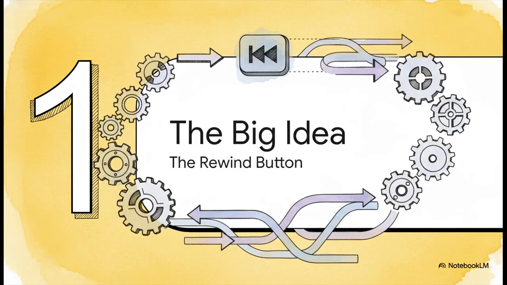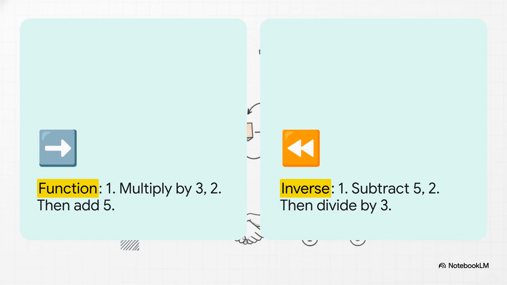Okay, first up, the big idea. When you get right down to it, an inverse function is super simple. It just undoes whatever the original function did. Think of it like retracing your steps perfectly, just in reverse. Now, pay close attention to the order here, because this is key. The original function says first, multiply by 3, and then add 5.